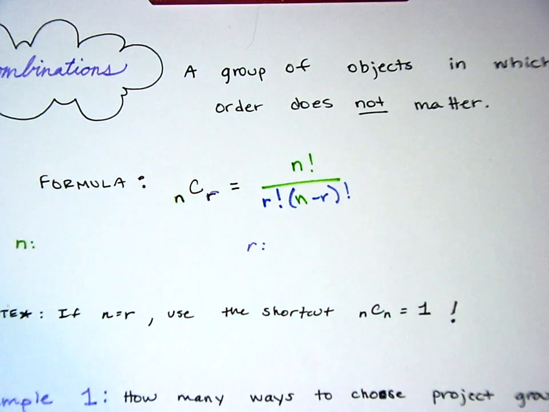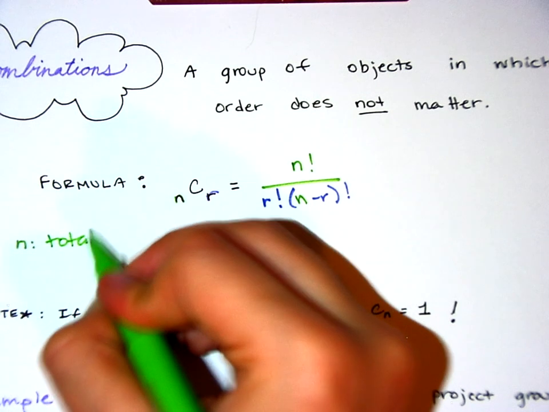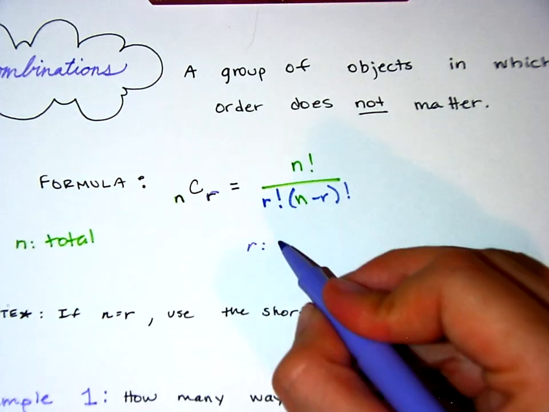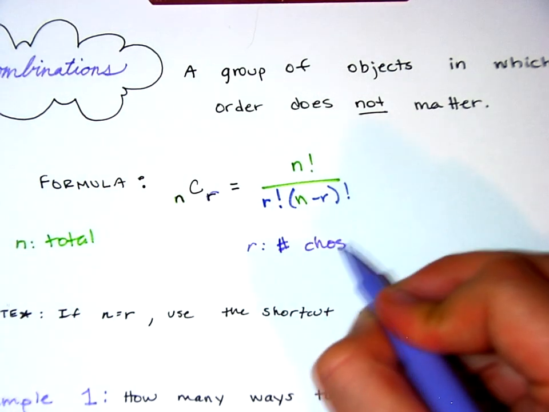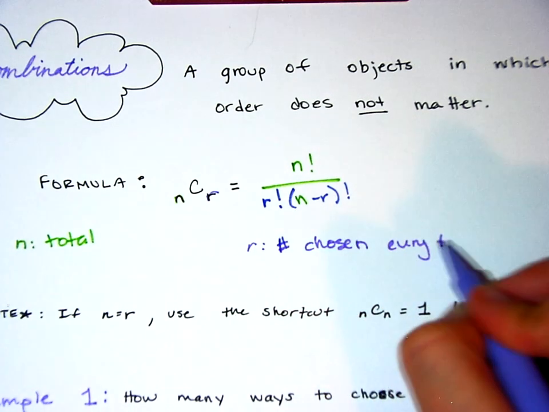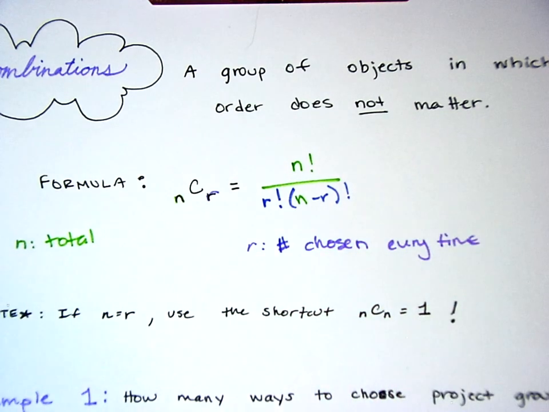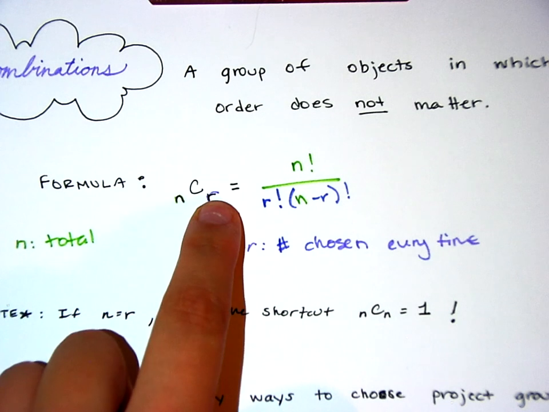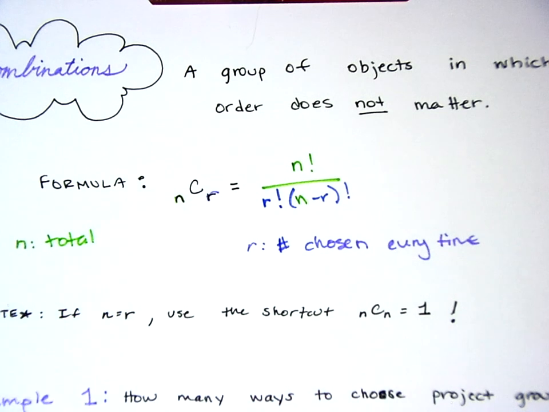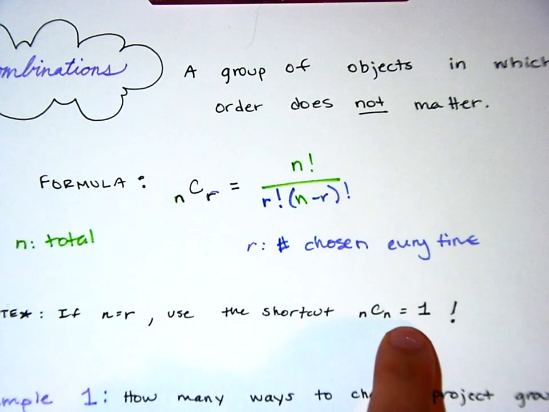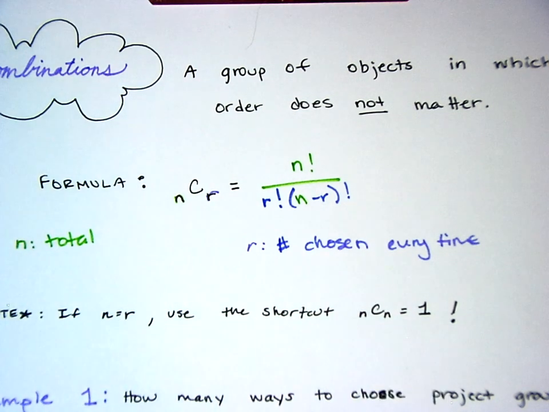All right, same as before, n is the total, and r is the number chosen every time for each arrangement. So this I like to say n choose r. The other one was n pick r. Another shortcut: if you have the n and r value that are the same, that means your number of combinations is just 1. So if you have 5 people and you want to know how many ways you can group them into 5, well, it's 1. You can only group 5 people one way.